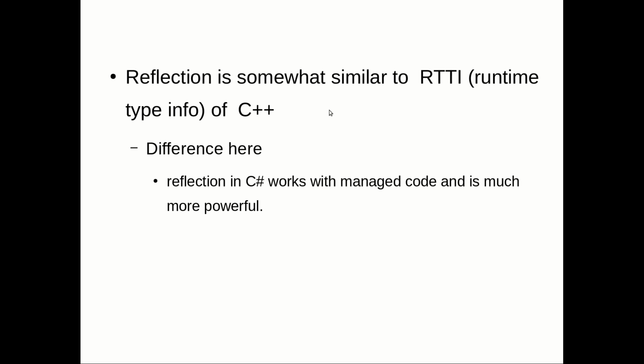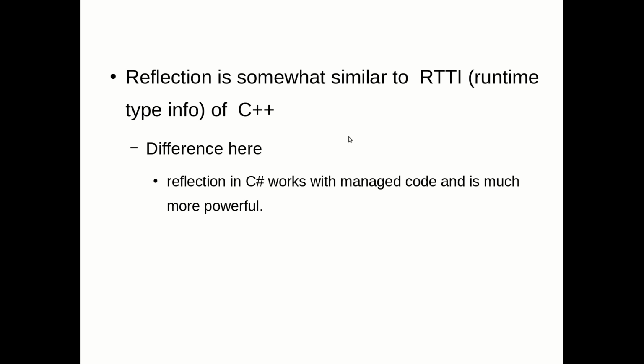Now the reflection object is somewhat similar to the runtime type information which is available in C++. In C++, you have a facility called runtime type info, RTTI, which will help you in accessing the information about a data type during the runtime. So while executing the program, I just want to know how many parameters are there, what is the data type of a particular parameter, or say what is the return type of a particular method. Then you can make use of this runtime type info, which is available in C++.